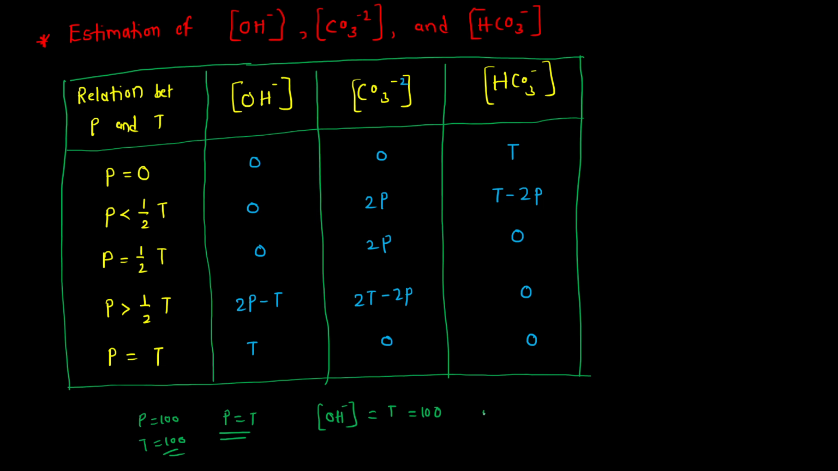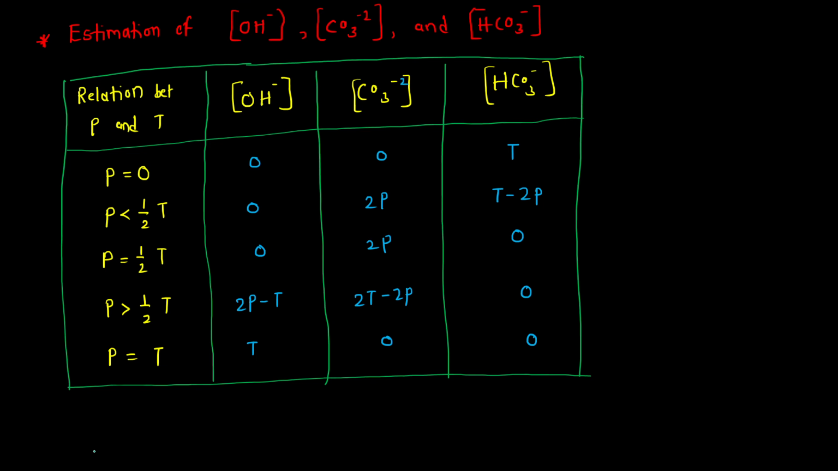What is the concentration of carbonate? It is 0. What is the concentration of bicarbonate? It is also 0. So with this table you can find out these concentrations, and once you get the concentrations, then you can use the formulas that we have discussed in estimation of total alkalinity.